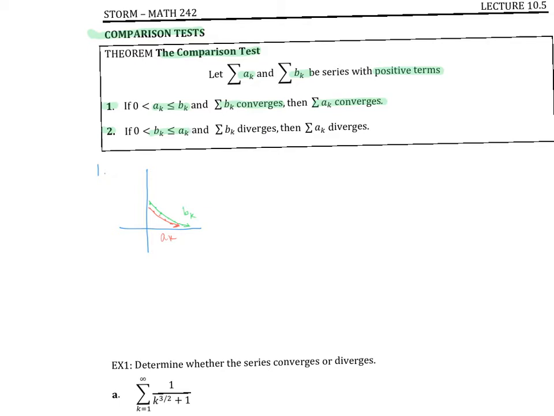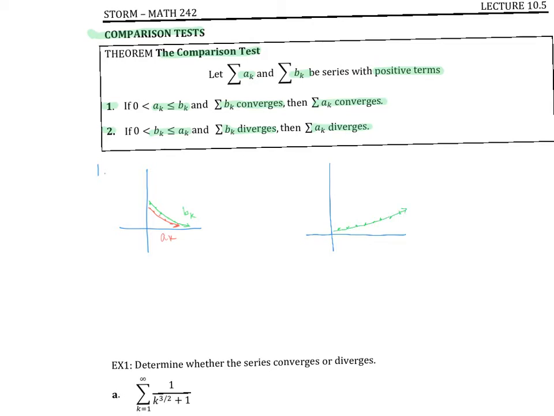So b sub k in this case is the smaller. Well, if the smaller b sub k diverges, then the larger a sub k will diverge. And we can illustrate this with a graph. So remember, b sub k is smaller, b sub k diverges. Diverging means that as you add up your terms, they don't approach a number. So in essence, you can think of it as getting larger and larger and larger.